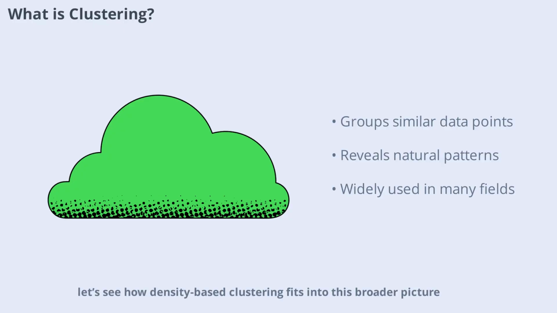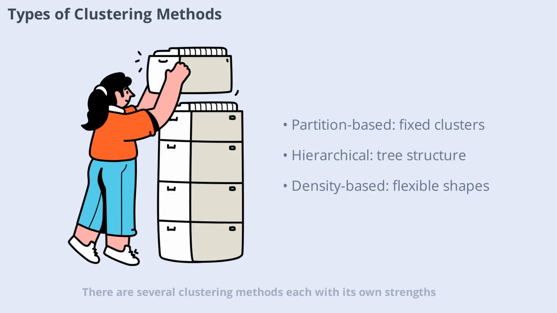Now let's see how density-based clustering fits into this broader picture. There are several clustering methods, each with its own strengths. The most common types include partition-based, hierarchical, and density-based clustering. Partition-based methods like k-means divide data into a fixed number of clusters. Hierarchical methods build a tree of clusters showing relationships between groups. Density-based clustering, our focus today, identifies clusters based on the density of data points, allowing for more flexibility in cluster shapes and better handling of noise.